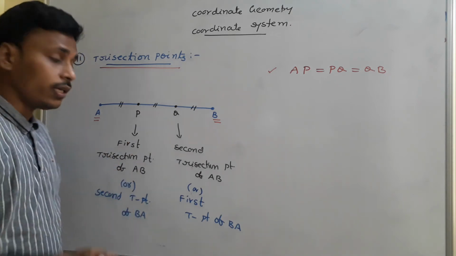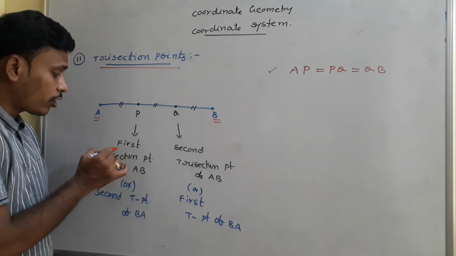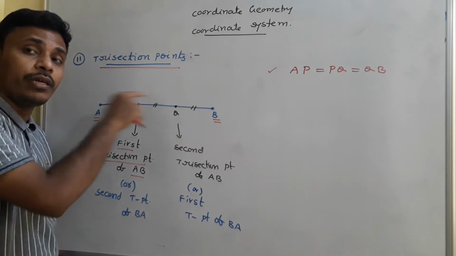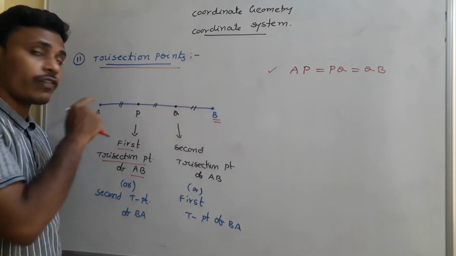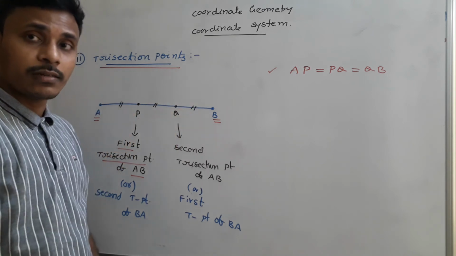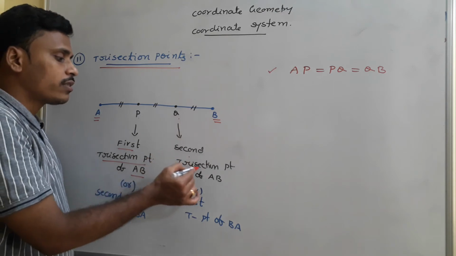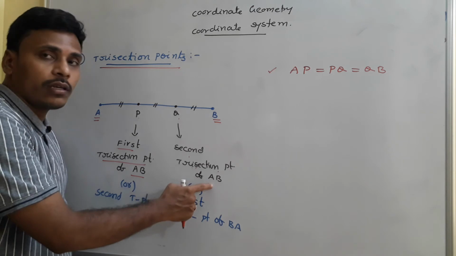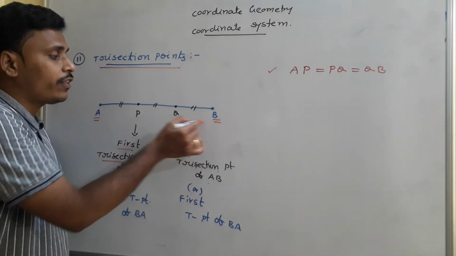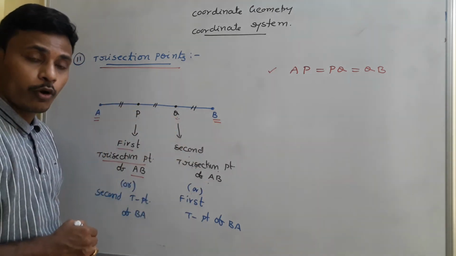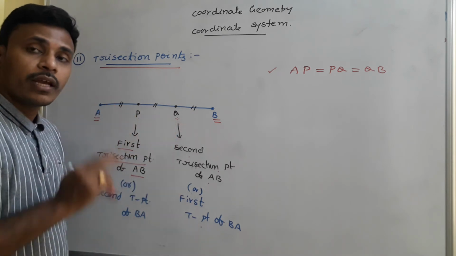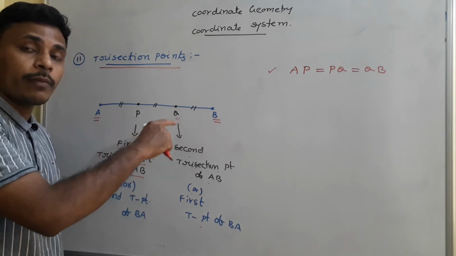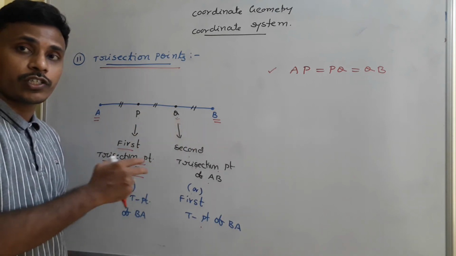and in particular this P is called the first trisection point of AB. Identify the word: first trisection point of AB. From A to B, this is the first point, right? First trisection point of AB. And this Q is the second trisection point of AB. Whereas if you mention BA instead of AB, then this Q will become the first trisection point of BA and this P will become the second trisection point of BA. These two are trisection points. With respect to AB or with respect to BA, we will call them first and second.